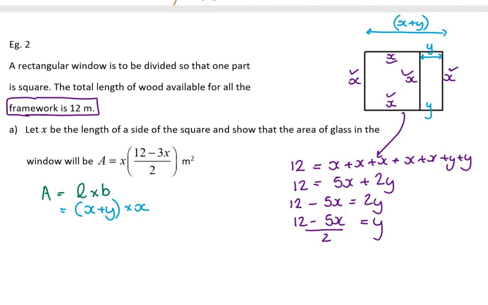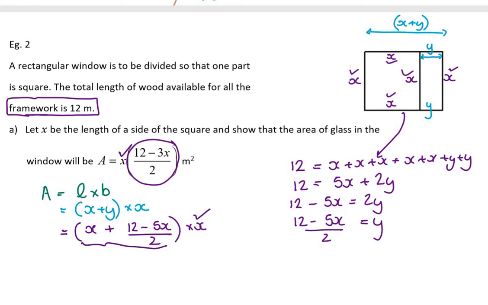Now, I wouldn't be surprised if you started thinking we'd done something wrong, because if you look at the formula, this is 12 minus 3x. Where does that come from? Well, don't sell yourself short just yet. So basically what this means is x plus y, which is actually (12 minus 5x) over 2, times x. Now notice my x is good. That makes sense. This needs to simplify, and hopefully it simplifies to (12 minus 3x) over 2. Well, let's check. How do I add fractions? I need the same denominator.